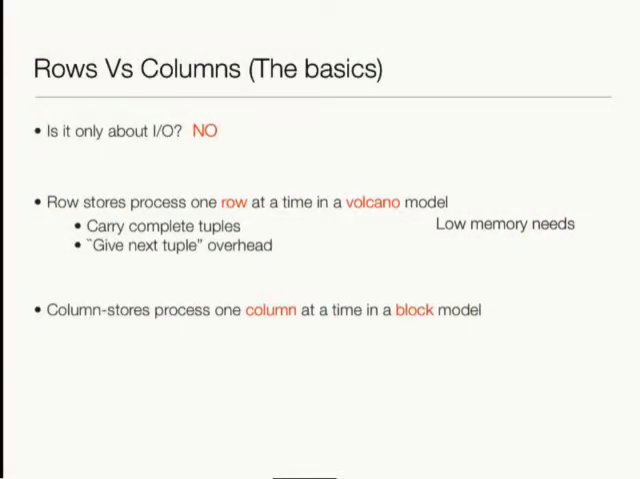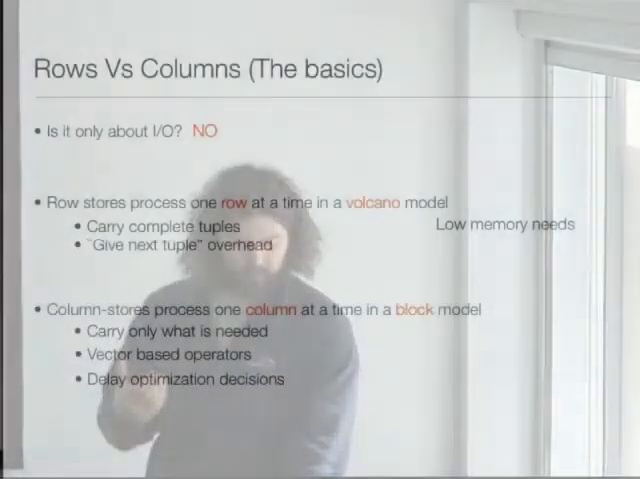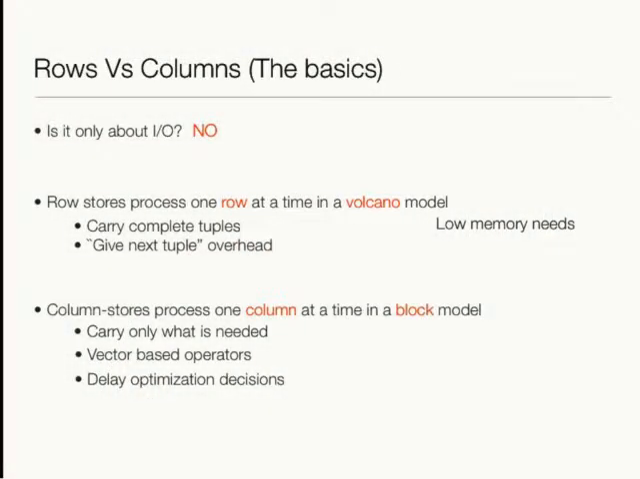So in column stores, let's maybe even use the word traditional column stores, there's processing of one column at a time, and in a block model, as I said, one operator at a time. What's the difference between a volcano model and a block? The volcano is terminology in databases for this pipelined model. So you take one tuple and you pass it through all the operators, and then you take the next one and you pass it through all the operators, and so on. So that's the traditional volcano model.